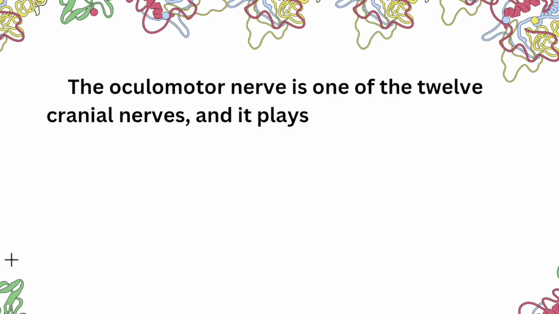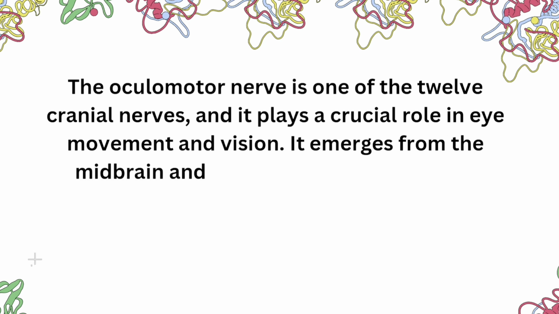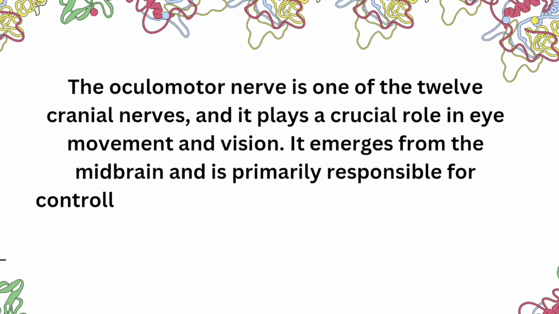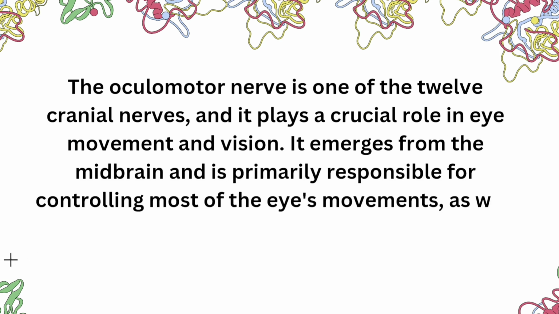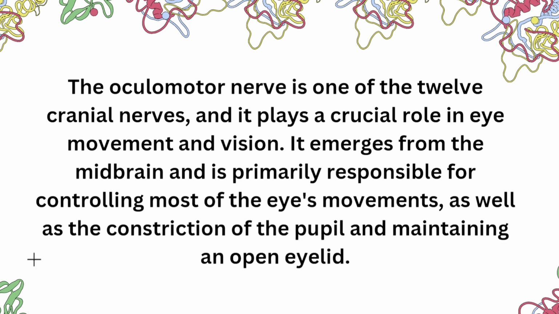The oculomotor nerve is one of the 12 cranial nerves, and it plays a crucial role in eye movement and vision. It emerges from the midbrain and is primarily responsible for controlling most of the eye's movements, as well as the constriction of the pupil and maintaining an open eyelid.